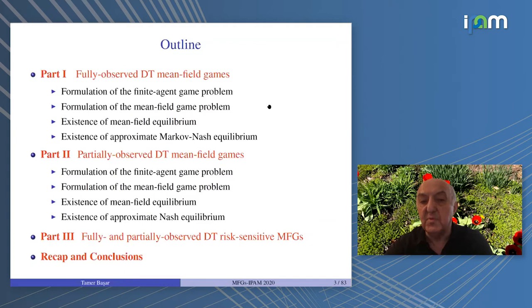Now, in the second part, this is relaxed. There is partial observation, again by each player, on his or her state, and we follow the same sort of approach. Go to the mean field limit, obtain existence of solutions. Unfortunately, with the kind of generality we have, we don't have uniqueness, and it's almost impossible to obtain uniqueness because we use Kakutani's fixed point theorems. And then going down to and showing the existence of approximate Nash equilibrium.